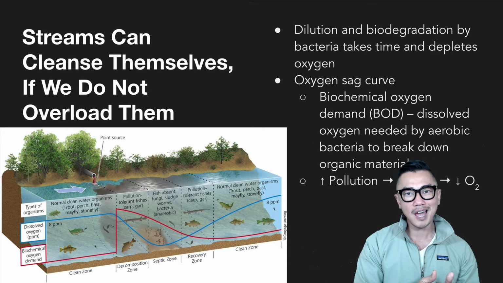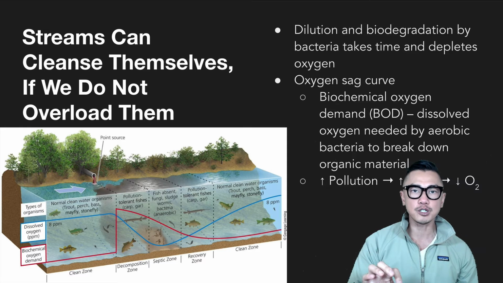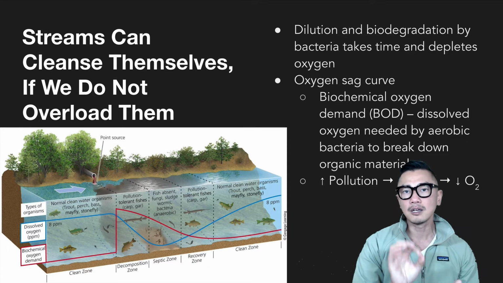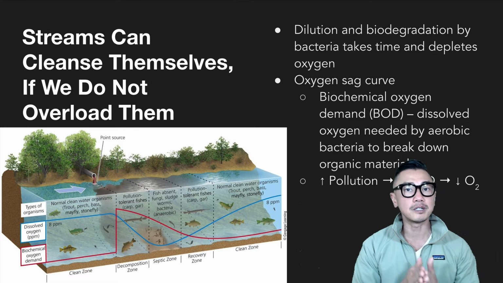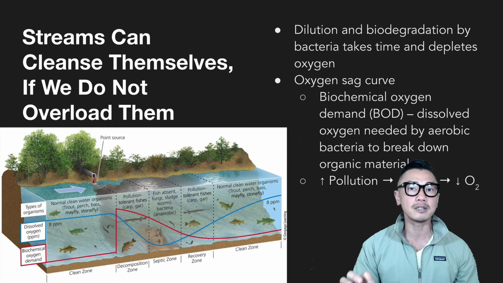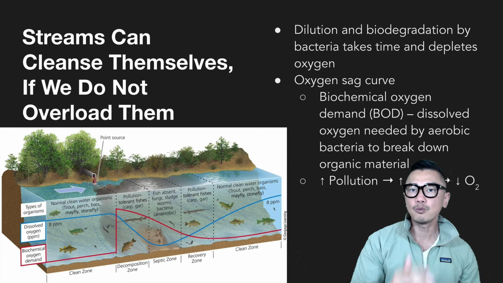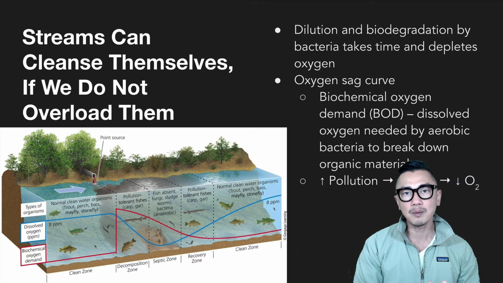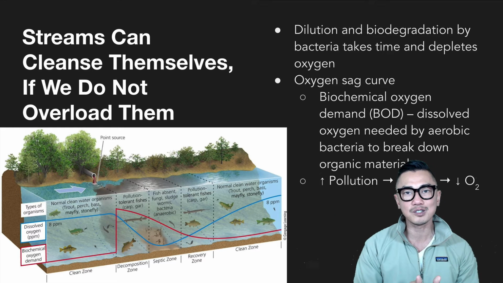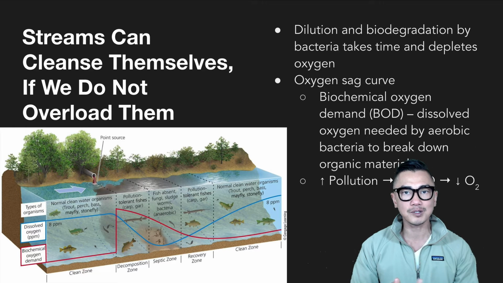The oxygen sag curve is created by changes in biochemical or biological oxygen demand, BOD. This is the dissolved oxygen required by aerobic bacteria to break down organic material. Increased pollution will increase biochemical oxygen demand and therefore decrease dissolved oxygen concentrations. The oxygen sag curve is visualized here on the left.